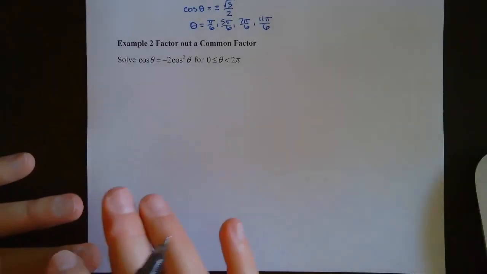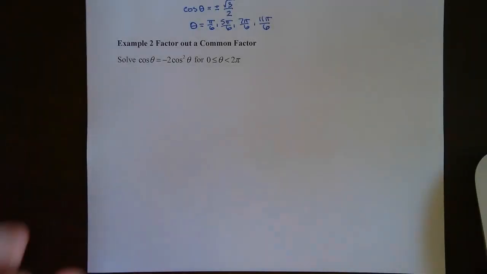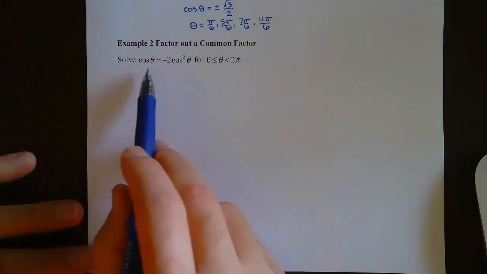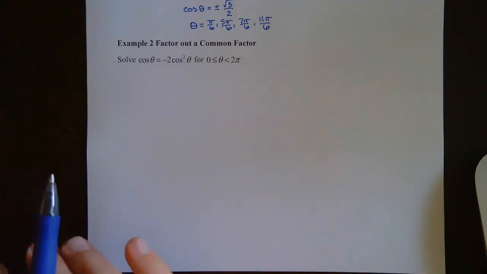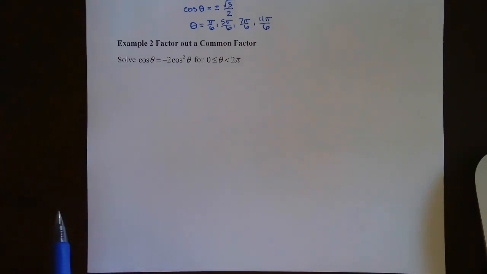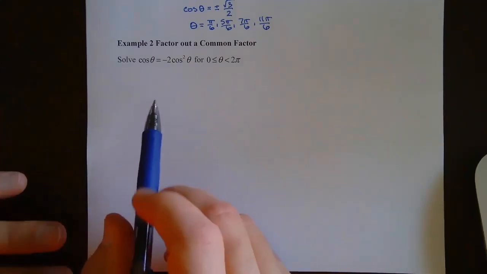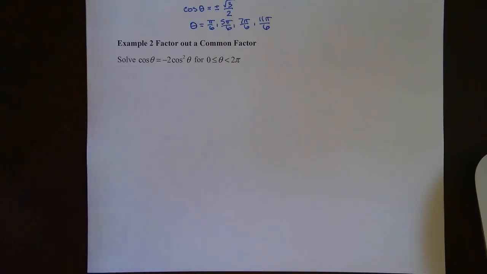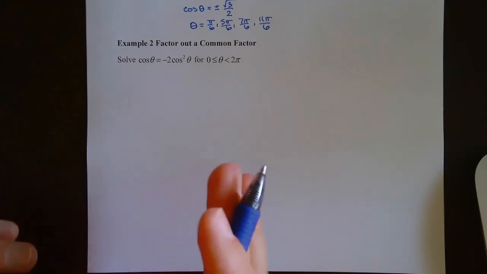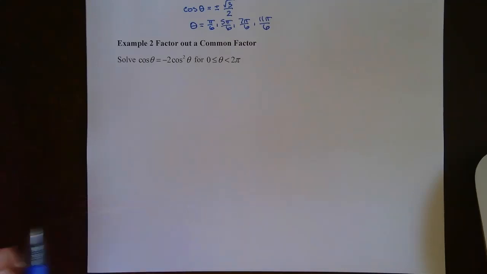Okay, so this next one, there's a temptation to divide by cosine of theta, okay? And there's a problem with that. The problem is you lose some of your answers that would work, okay? So instead, if you look at this and go, oh, divide both sides by cosine theta, right? Instead, move everything to one side because you're going to be able to factor out a cosine, okay?